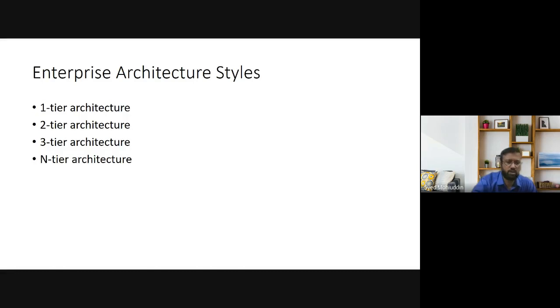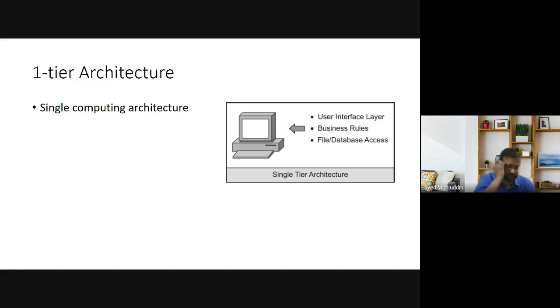Now, let us talk about the first tier, the one-tier or single-tier architecture. In a single-tier or one-tier architecture, it consists of the business logic, the presentation logic, or the business rules, and the data access layers on a single computing machine or on a single architecture.